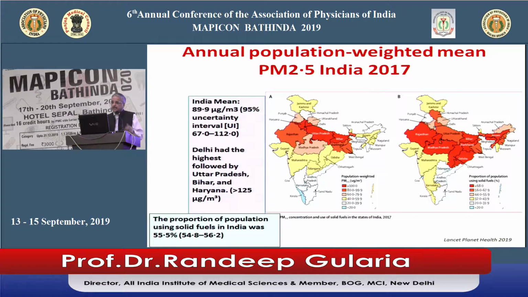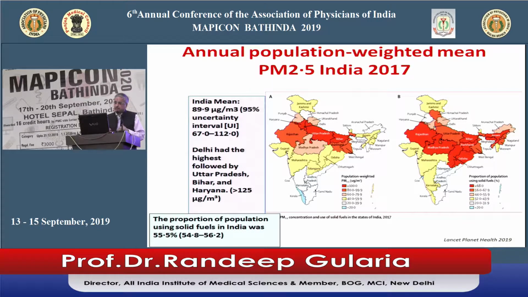If you start looking at the annual population weighted mean of PM 2.5 in India in 2017, and this is basically published in the Lancet Public Health this year, the Indian mean is much higher, that is almost 90 micrograms per meter cube as compared to what is usually acceptable, less than 40. Delhi has the highest, followed by Uttar Pradesh, Bihar and Haryana. And we still have a large number of population which actually uses solid fuel for cooking.